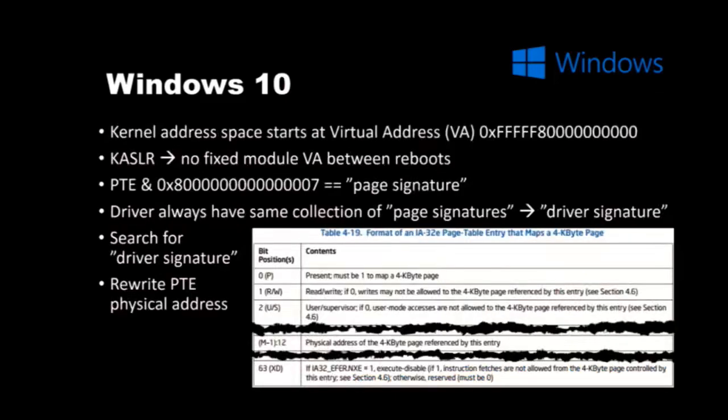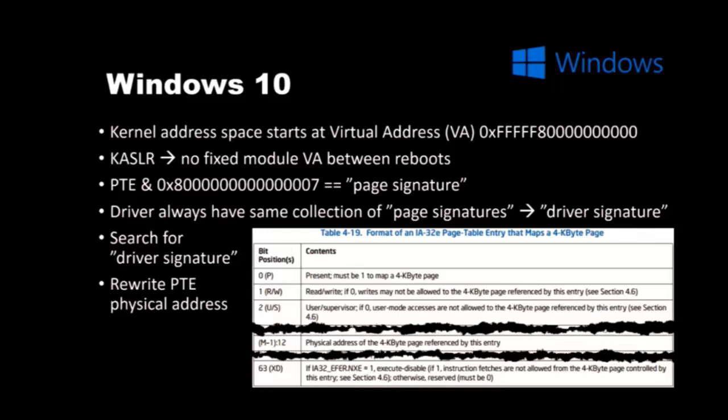Kernel address space starts at the address you see here on this slide. Windows does have kernel address space layout randomization, so that means that there are no fixed virtual addresses between reboots. The kernel is loaded at different places, and drivers are loaded at different places as well, so we can't use that. But if you take a page table entry and have a look at the lowest 3 bits and the highest bit, which is the present bit, and whether it's a read or write page, a user or a supervisor/kernel page, or an executable or non-executable page, those 4 bits together form what I call a page signature.